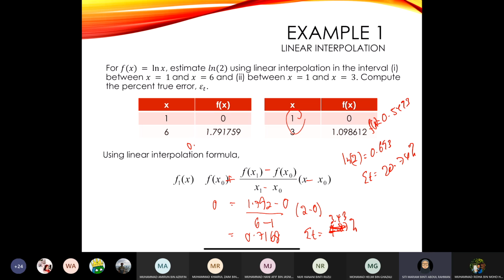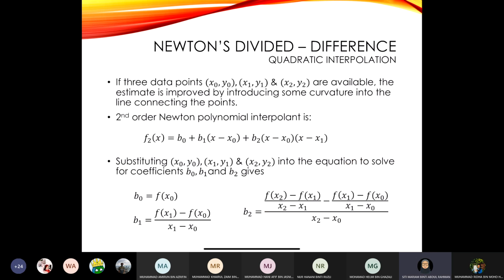So yang ni smaller step size kita tak boleh tengok ikut ni. Sebab apa ni? Ni rasanya coincidental. So the shape of ln 2 tu kebetulan dapat value lebih dekat bila guna 1 and 6. Bagi 5, kan? So yang ni linear but different step size.